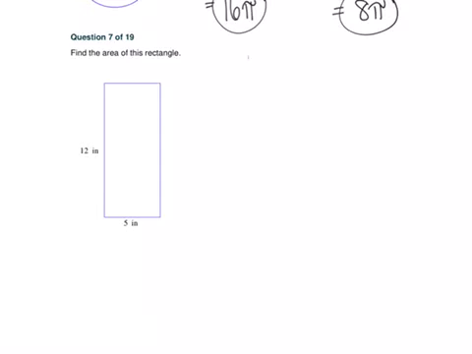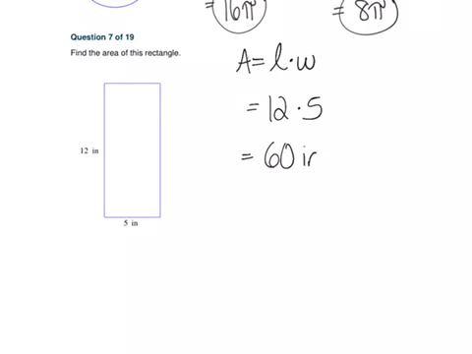Okay? Moving on to rectangles. So remember how to find the area of a rectangle. The area of a rectangle is just length times width. And this one is very simple and straightforward. It gives you the length is 12, and it gives you the width is 5. And 12 times 5 is 60. Just make sure you have the proper label for it. Since they were talking about inches, we would call that 60 inches squared for the area.